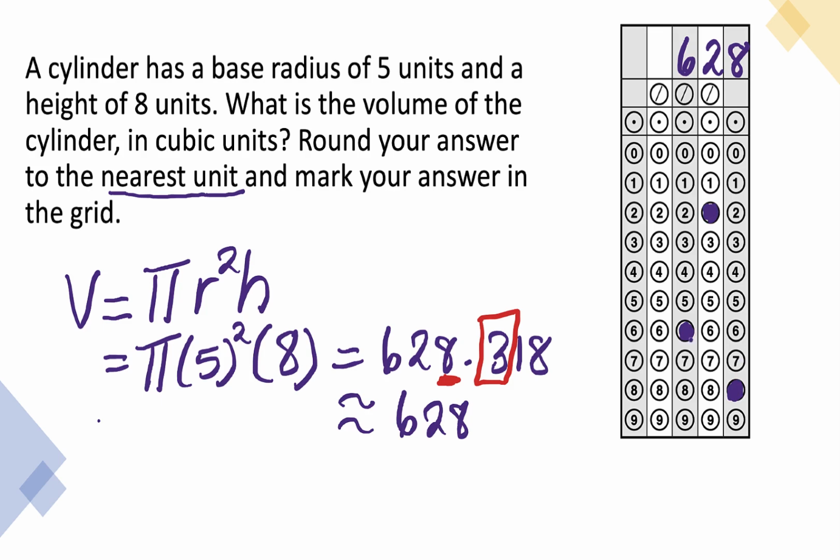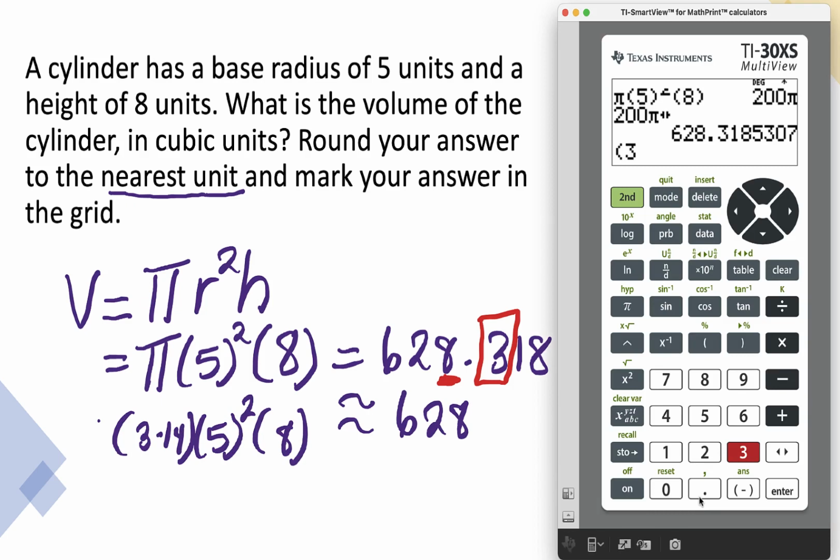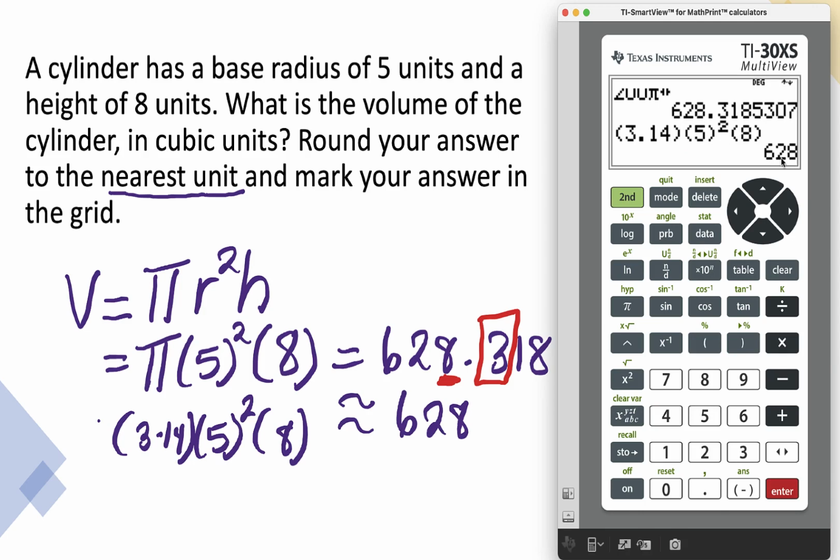Now, if you used pi as 3.14, so suppose this was 3.14, I'm going to show you, you're going to get the same answer. So 3.14, we have our 5 squared, and our height is 8, and enter, we get 628. So it doesn't matter if you use the symbol pi or 3.14.